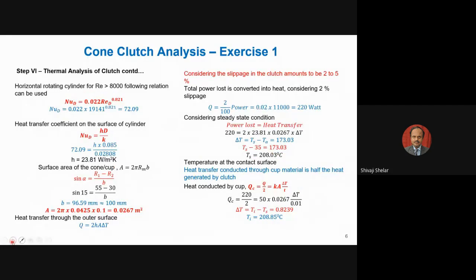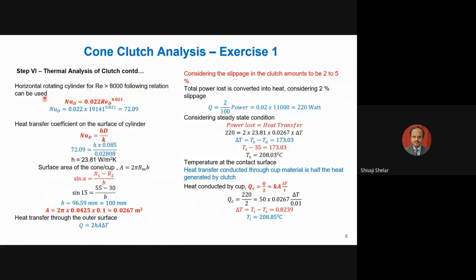Now we have the Reynolds number here, the cylinder. I am assuming R1 and R2 are not far different. So I am considering this cone as a horizontal cylinder, because getting the formula for a conical surface will be quite difficult. So I am considering a horizontal rotating cylinder. The cylinder is not fixed here; that cone or clutch is rotating. So it is a rotating part, and the Reynolds number is greater than 8,000 here.